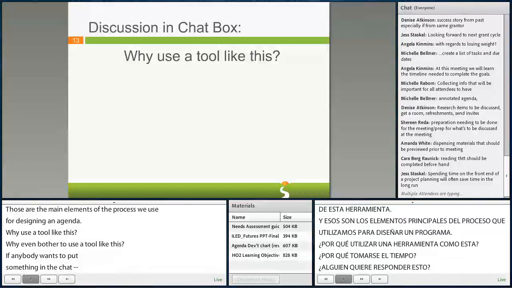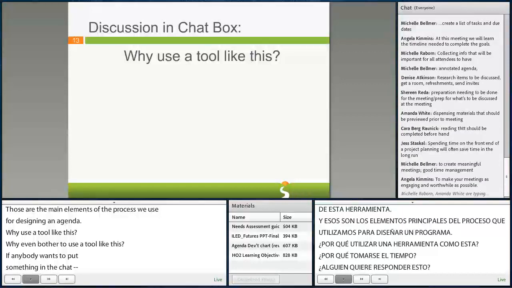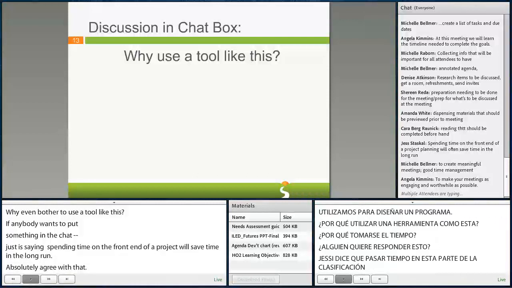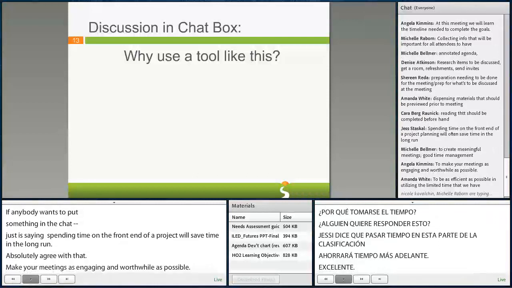Jess is saying spending time on the front end of a project planning will often save time in the long run. Absolutely. I agree with that. To make your meetings as engaging and worthwhile as possible. Absolutely. To be as efficient as possible and utilizing the limited time that we have. Definitely.